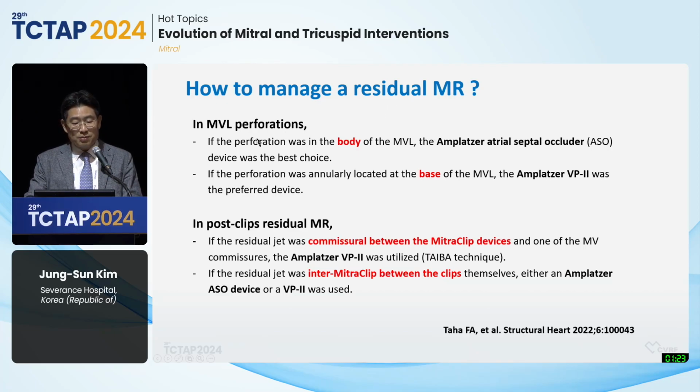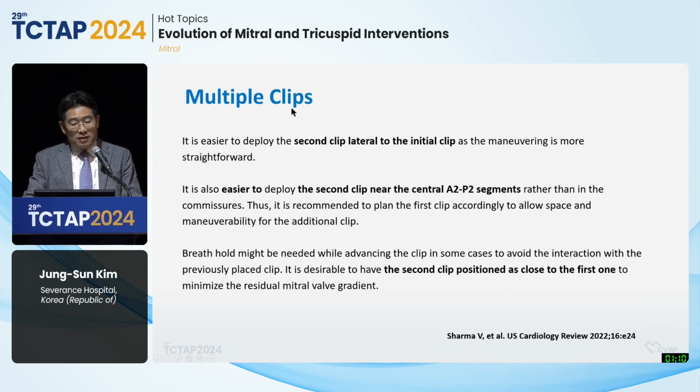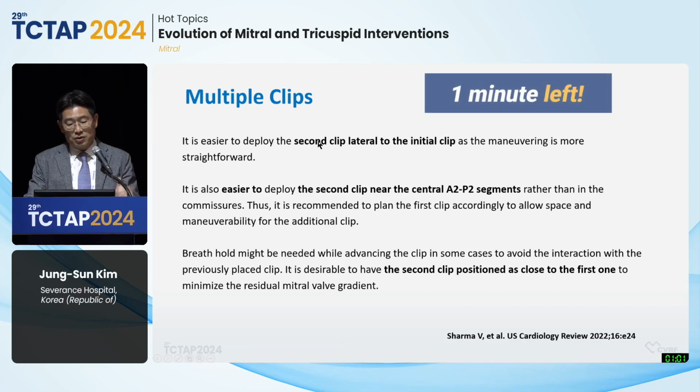There are two mechanisms: mitral valve leaflet perforation and posterior clip residual MR. In this situation, it depends on the anatomy and size. We can apply an ASD occluder or an Amplatzer vascular plug too. In case of multiple clips, you had better apply the first clip in the medial position and then the lateral position.